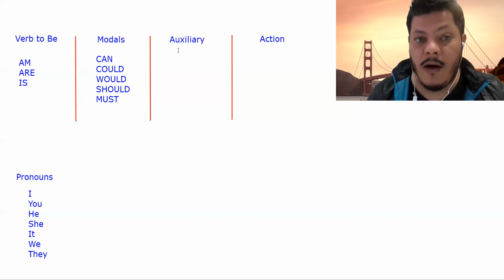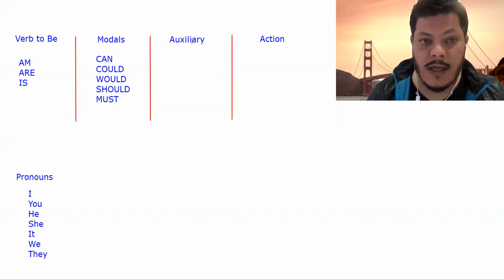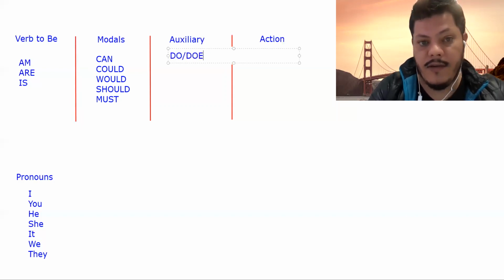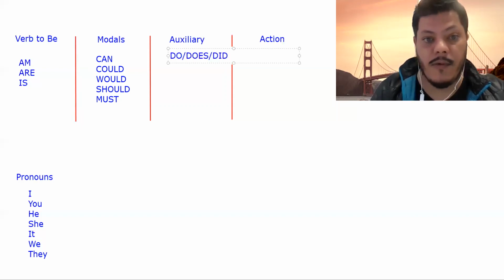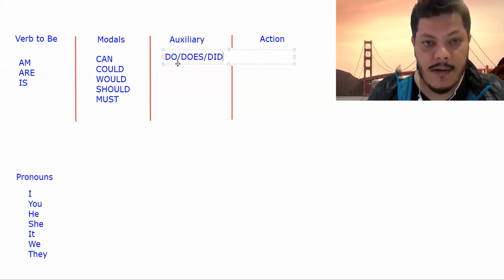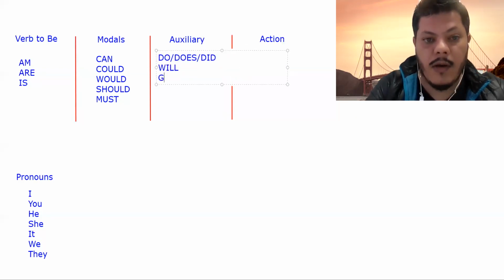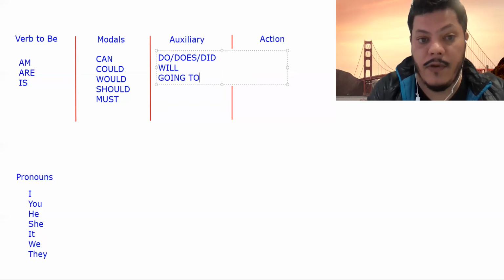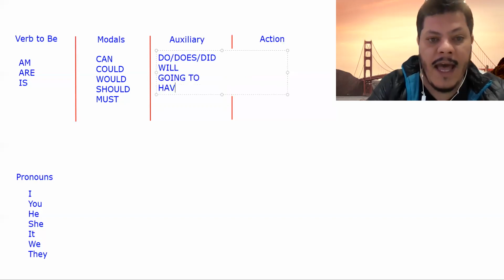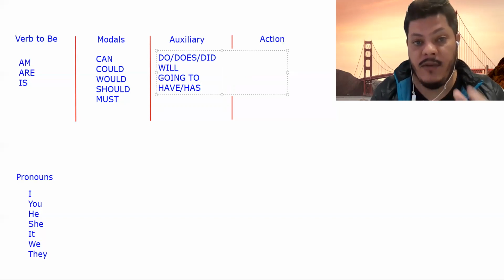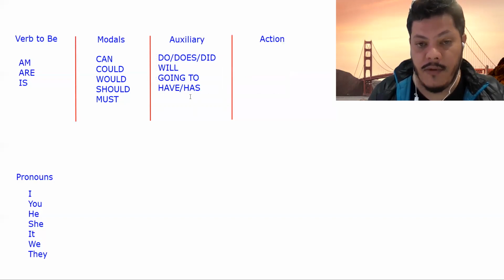We also have auxiliary verbs in English, and as auxiliary verbs, we have do and does, obviously, and did, of course, for the past. We also have will for the future, going to, that's also used for the future, and have and has, that we use in the present perfect construction. So these are auxiliary verbs.